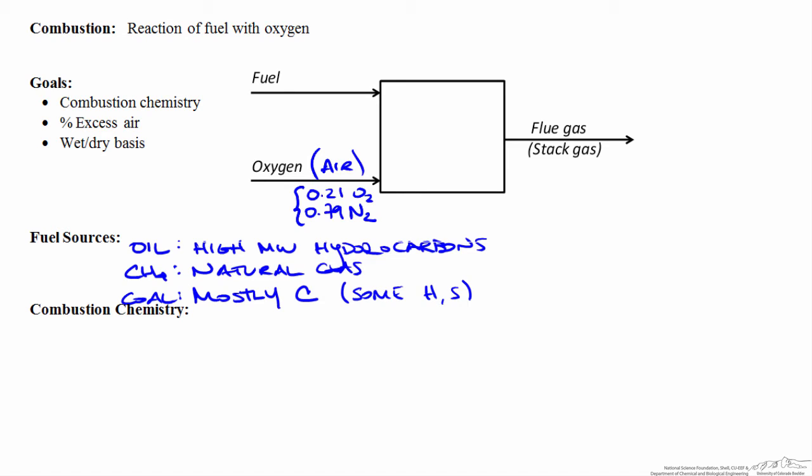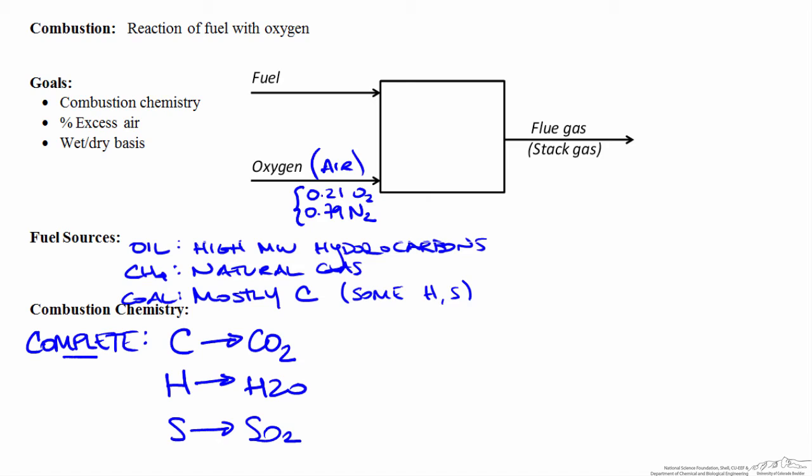When these fuels react with oxygen, combustion can either be complete or partial. In complete combustion, all of the carbon content in the fuel is converted to carbon dioxide. The hydrogen in the fuel is converted to water, and if there's sulfur in the fuel, the sulfur is converted to sulfur dioxide. On the other hand, in the case of partial combustion, the carbon content in the fuel is converted to carbon monoxide.